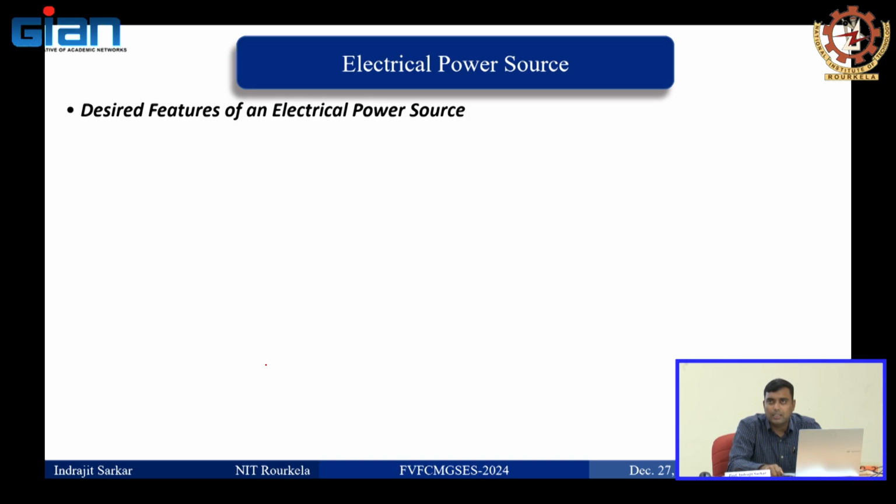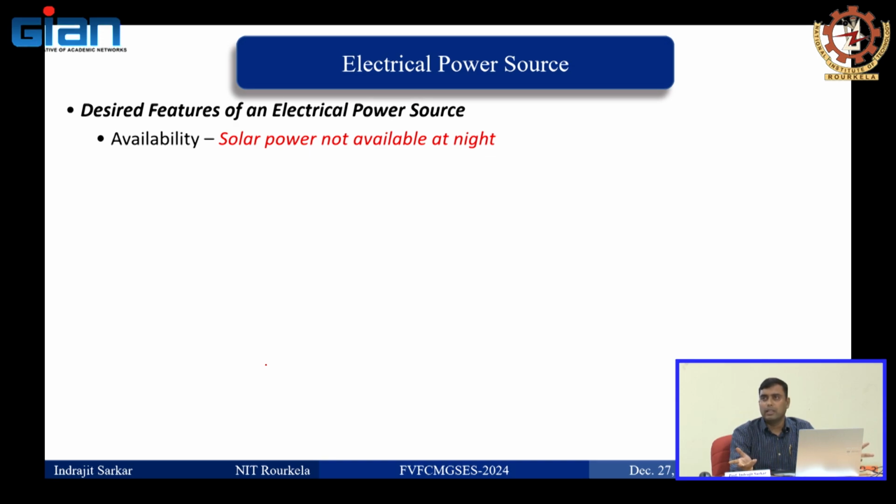So the first thing that we should look into is the availability of that power. If it is solar power, at night you don't have power, right? So first of all, you need power 24 by 7. If the person is giving you solar, which relies on the sun, then you cannot accept that power. You must have a battery backup with that, then only it is acceptable.